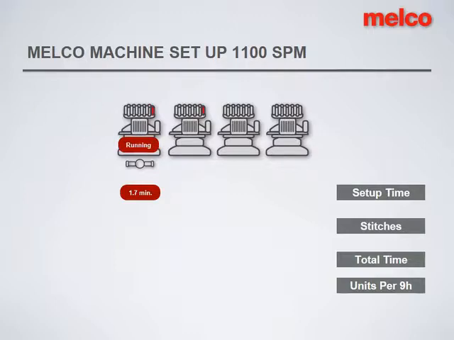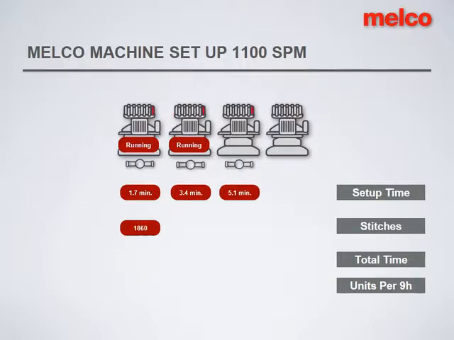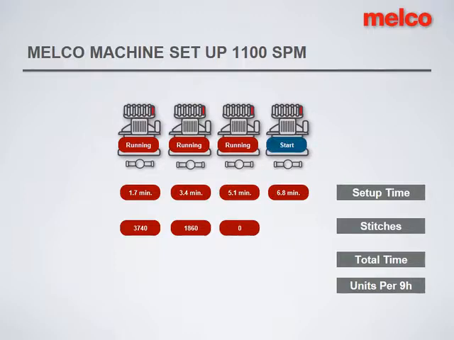What if I told you you can do more production with less machines? Let's have a look at a 4-head Melco modular system. Keeping the setup process and time the same, with only 2 very advantageous differences. The first being able to start each machine as soon as my hoop has been inserted. The second being able to run at higher speeds, in this case an average of 1,100 stitches per minute.